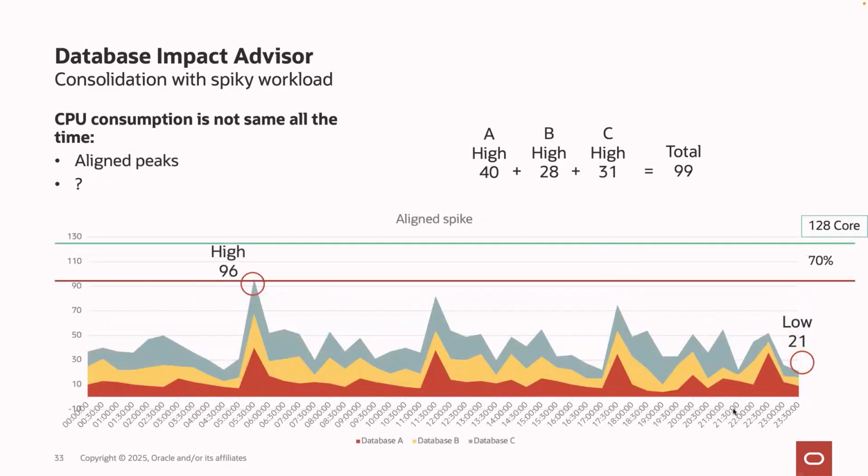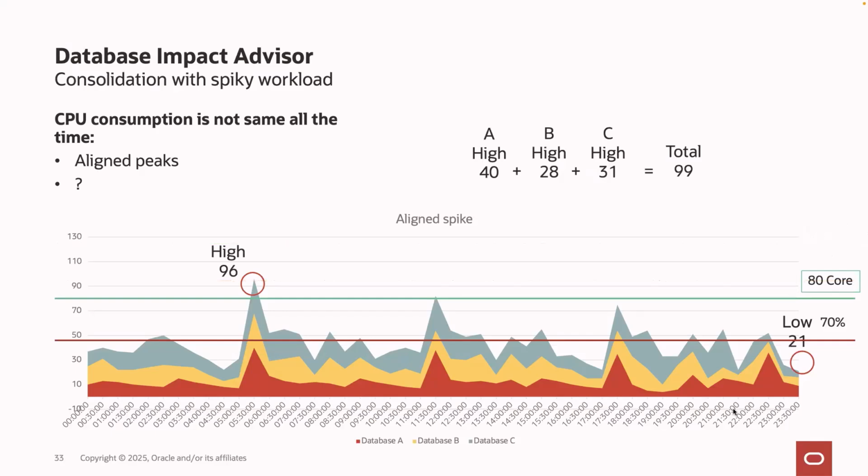But what happens if we have aligned peaks? Then we will see that there is a very high utilization. This is what Migration Planner helps you to identify: where you have spikes, when they align, and how much resources you need for a certain time. So let's now go and see what database impact advisor can help you with, and how we can identify and look at this when it's actually occurring in an Exadata environment.